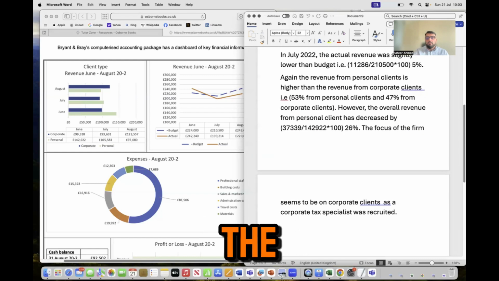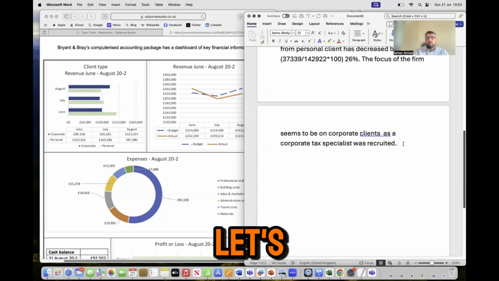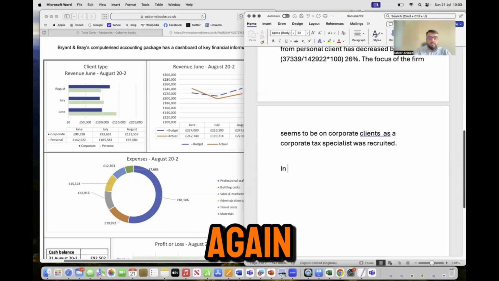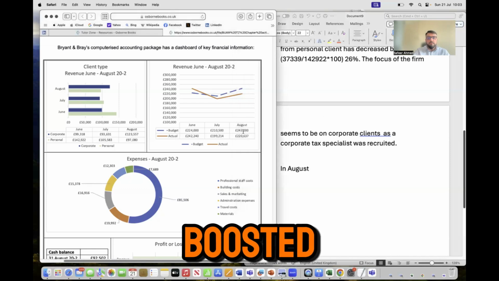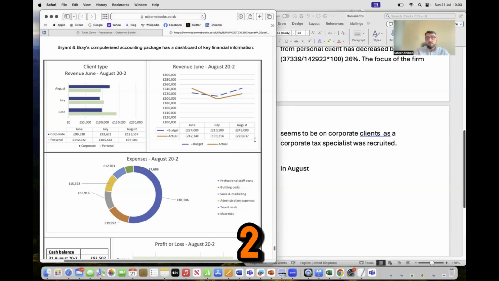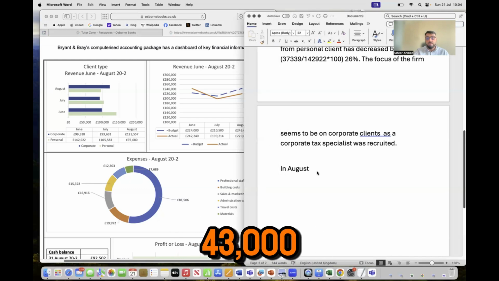So we talked about the month of July. Now let's talk about the month of August. In August, look at the actual revenue and the budgeted revenue. The actual revenue was 220,637, and the budgeted was 243,000.